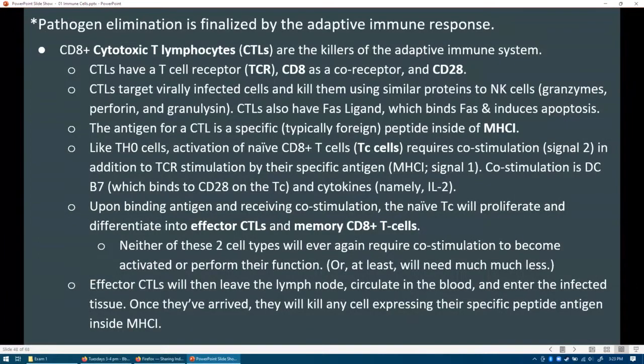So to become activated in the tissue and kill something, they don't need B7. Okay? So remember that. They only need B7 when they're naive. They don't need it when they're effector cells. Effector CTLs, CD8 positive cytotoxic T lymphocytes, they leave the lymph node where they were just activated.